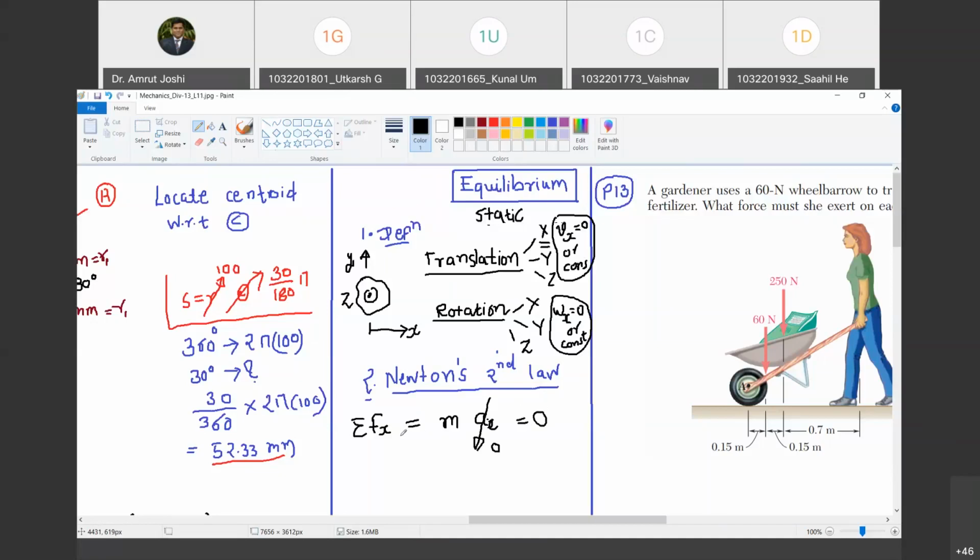We have defined equilibrium in such a way that the velocity of the body in x direction should be 0 or constant. What is its consequence? Newton's second law tells me that if these conditions are met, summation Fx will be 0. It is a consequence and it is not a definition. Are you with me? Yes, sir.